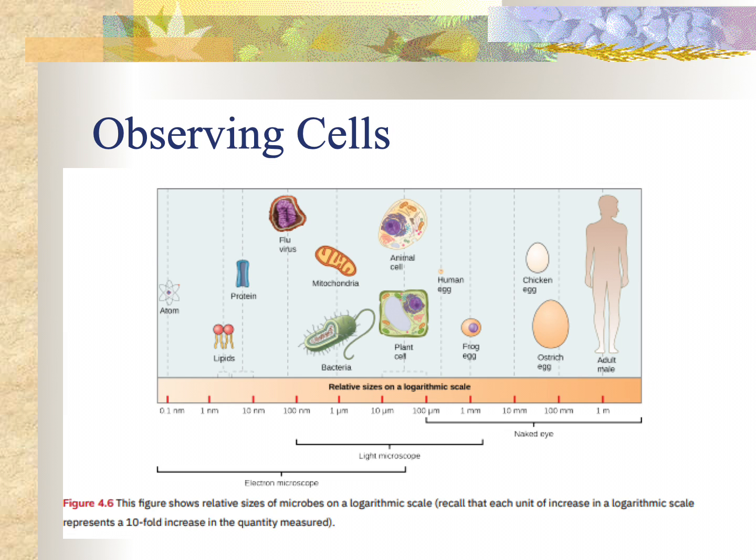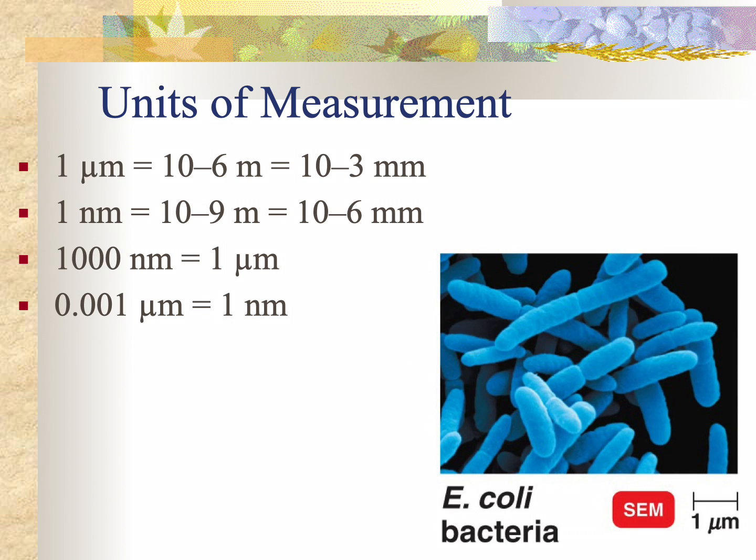So when we talk about cells, we're often talking about micrometers. And so 1 micrometer, which is that funny looking symbol, equals 10 to the minus sixth, or one millionth of a meter, or one thousandth of a millimeter. Okay, and so most bacteria are measured in micrometers, and most are less than 5 micrometers in length.